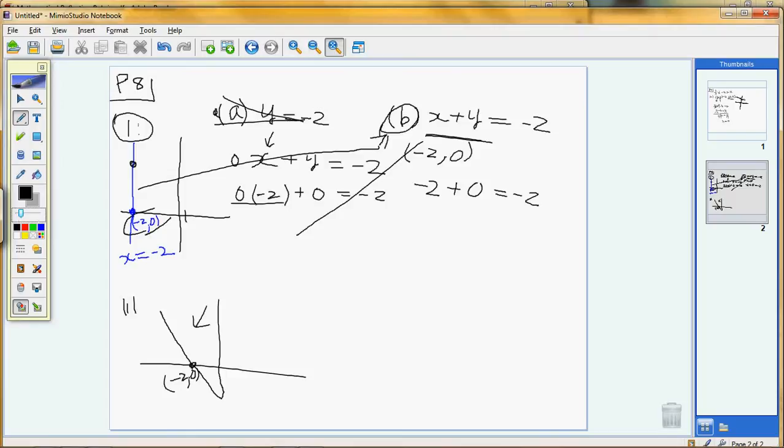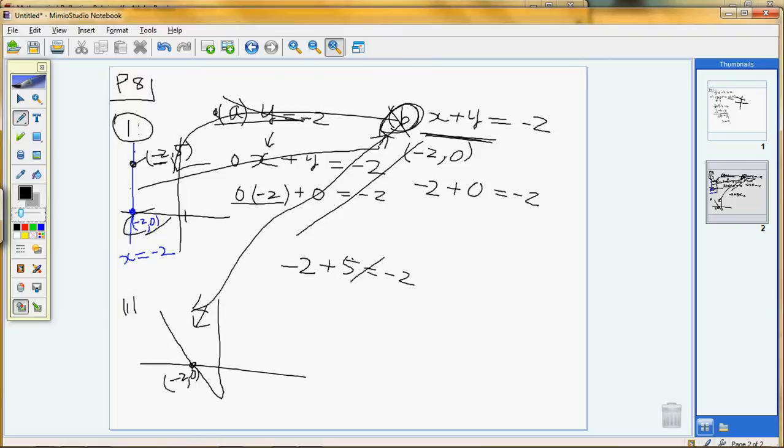So let's say this point, negative 2, 5, right? No matter what point you choose on this line, x has to be negative 2. Do you agree? Because it's x equals negative 2. Let's use this point to try this one. So we have negative 2 for x plus 5 for y. That's definitely not negative 2. Therefore, this equation doesn't match graph 1. It should match graph 3. Okay? That's how you think.